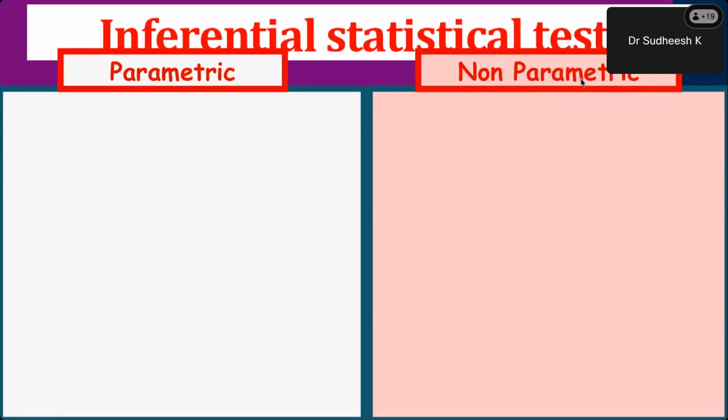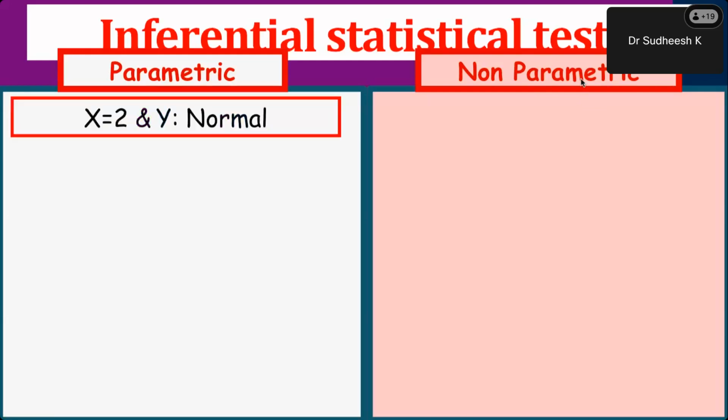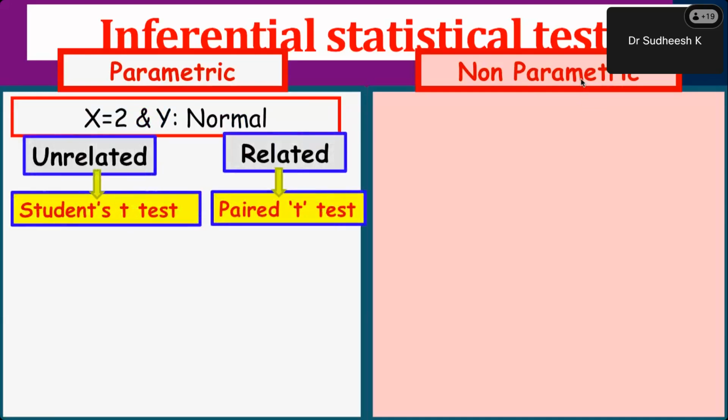So let us assume we are doing a study comparing two different groups, A and B, and the data is normally distributed, quantitative data. What test do you apply? If it is unrelated, that means when you are comparing between the groups, let us say you are comparing the age between group A and group B, they are known as unrelated data, and you apply Student's t-test.